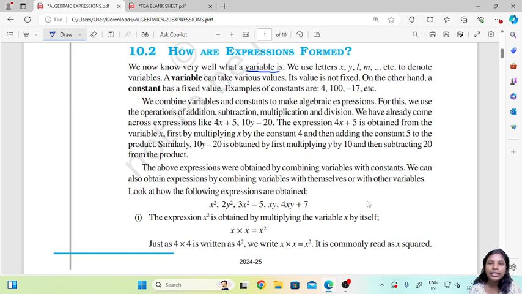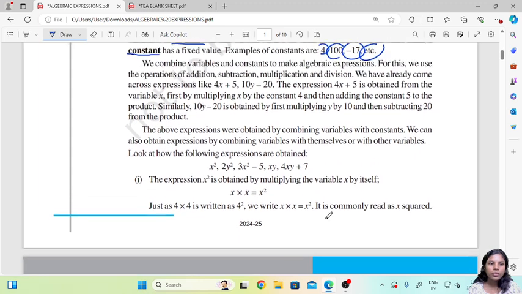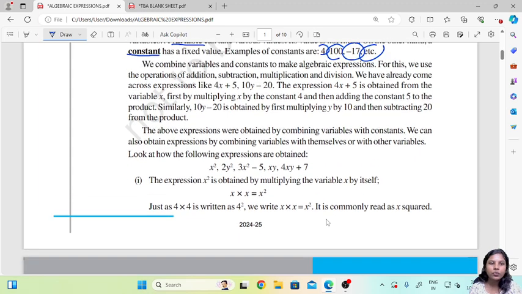It can be anything from 0 to infinity. Its value is not fixed. Now on the other hand, we have the constant. A constant has a fixed value. Examples of constants would be 4, 100, minus 17, etc. Okay. So now when we combine these variables and constants to make algebraic expressions, that is what algebraic expressions means.